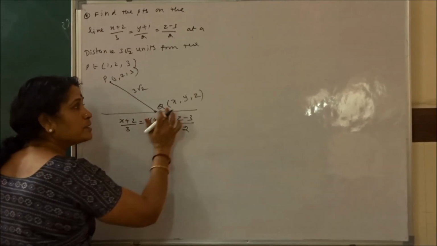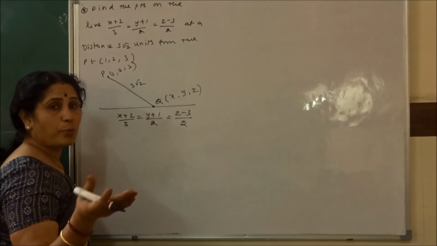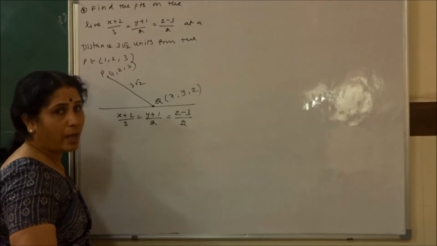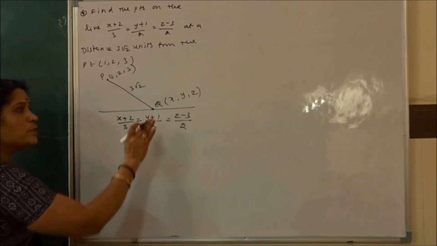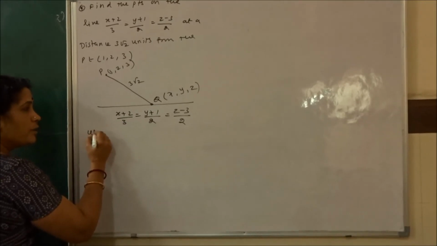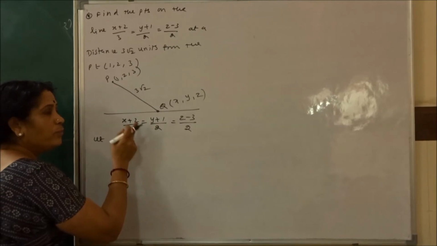Now how to find this? Earlier it was quite easy. The dot product of the direction ratios equals 0, through that we got the lambda value, and easily we got the foot of perpendicular. Now here you have to follow the same procedure. So let the point be x, y, z on the line, and take this line equal to lambda.